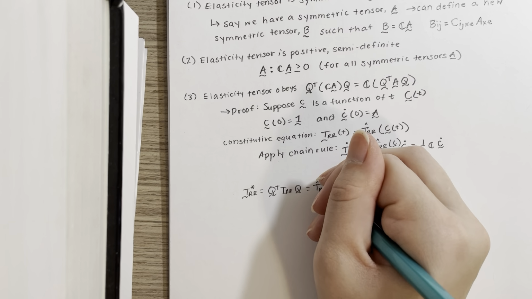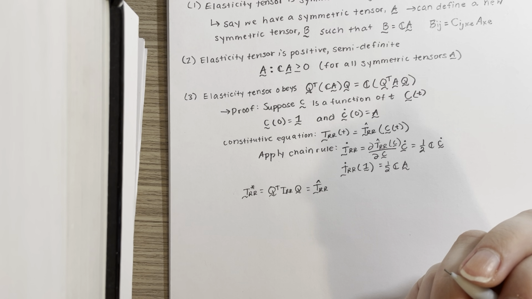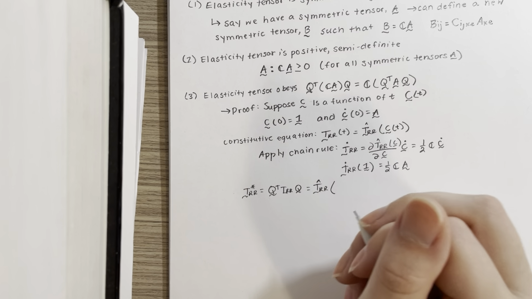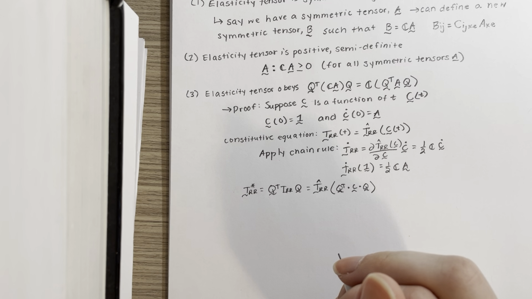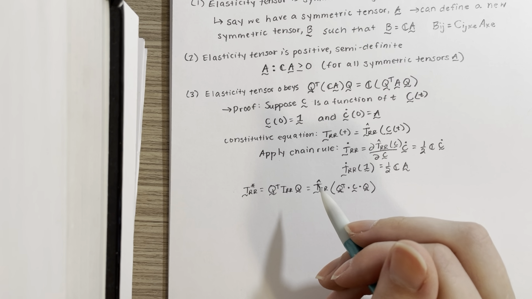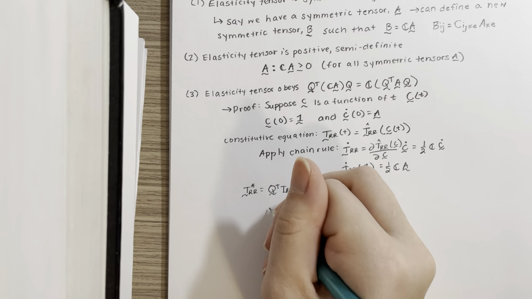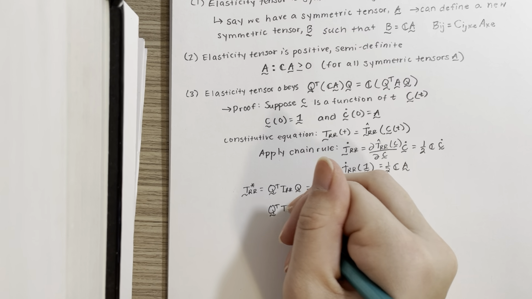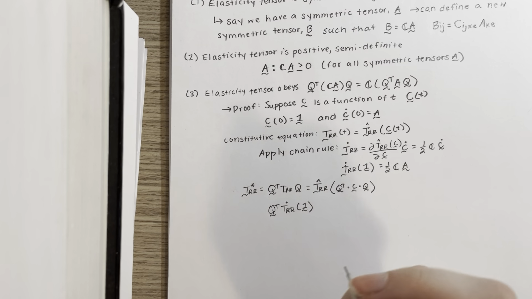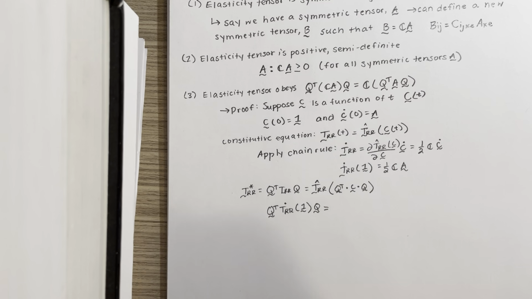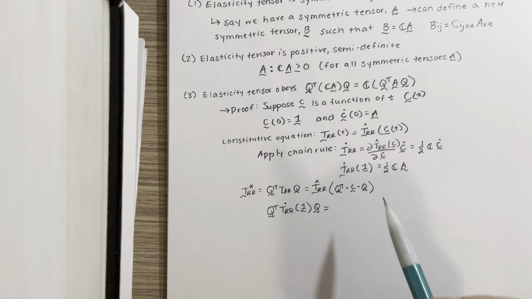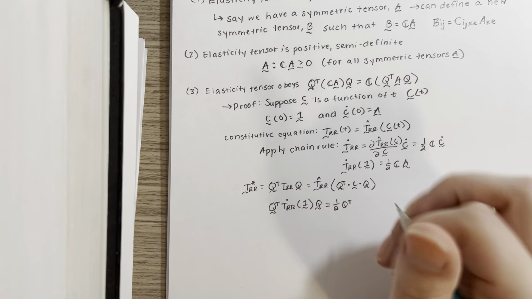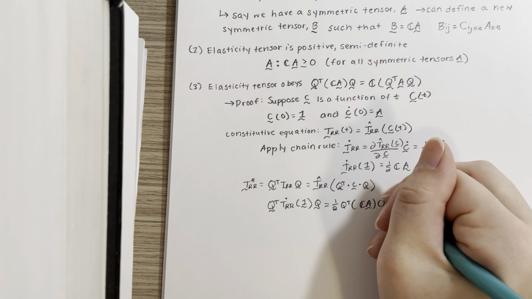We have, by our constitutive equation, that our second Piola-Kirchhoff tensor is a function of Q transpose times C times Q. So now if we take the derivative and evaluate at C equal to 1, we have Q transpose T_RR dot evaluated at 1, times Q. Now we're using the assumption that we stated above, so this is equal to 1/2 Q transpose times C A times Q.